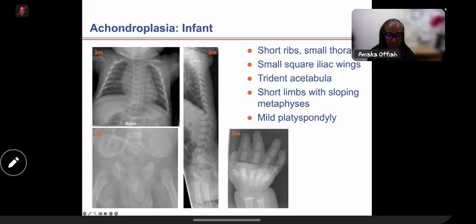Now, see the lateral. This is not a good lateral spine when you can see almost to the knees, but it is helpful where we can see the sloping metaphyses on the lateral view, which is what gives us this ice cream scoop appearance. So those are the features that you would see in an infant with achondroplasia.